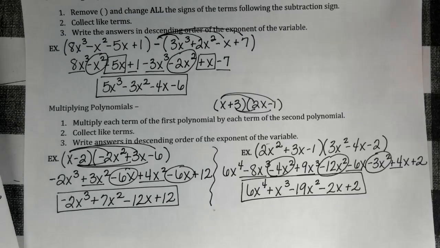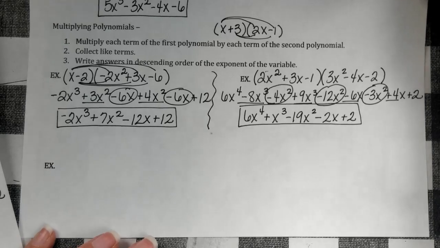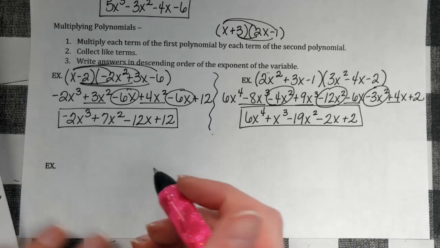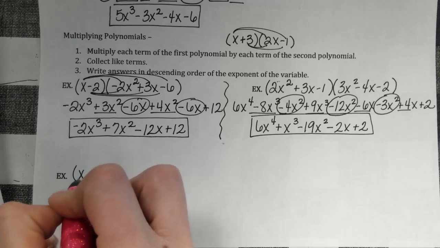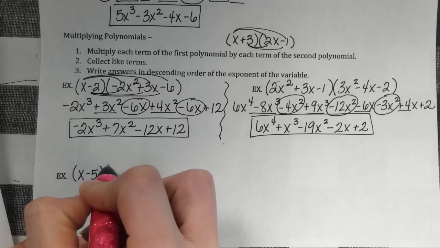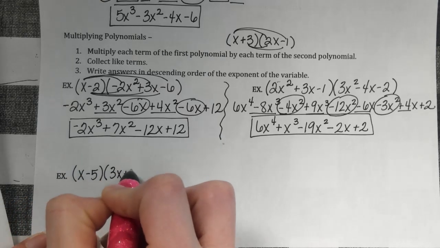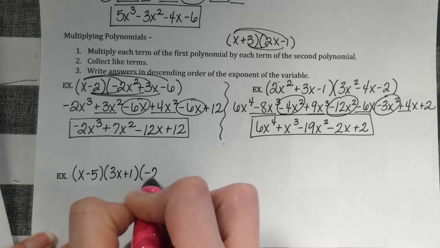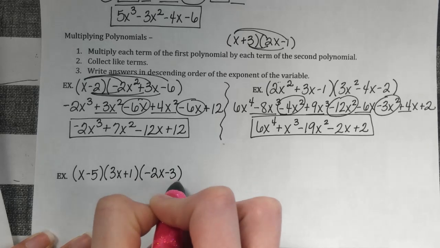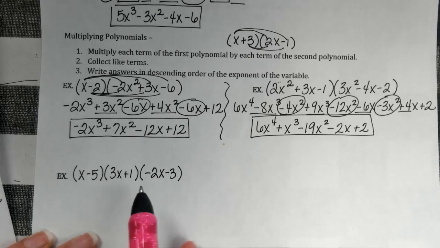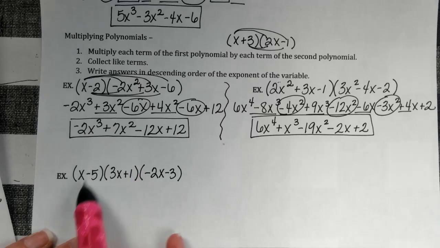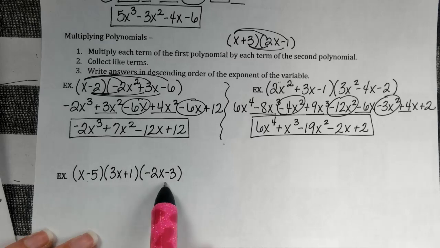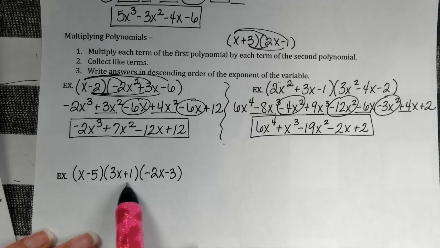Okay? So we can also look at if you have 3 binomials multiplied. So if I have x minus 5 times 3x plus 1 times negative 2x minus 3. Okay, you can't multiply all 3 of these together at the same time, but you can choose 2 of them. You can either choose the first 2 or you can choose the second 2, the last 2.